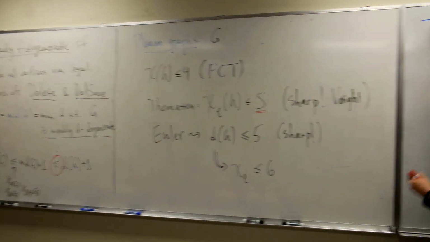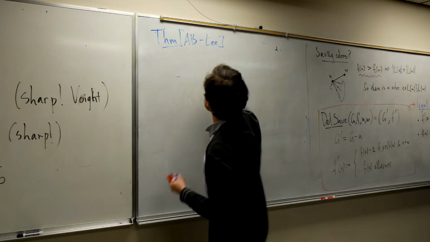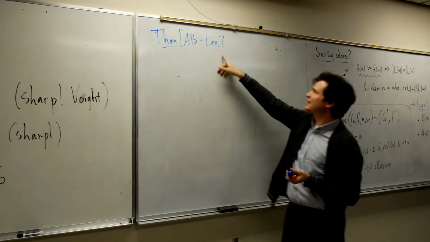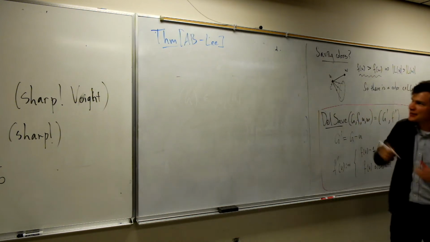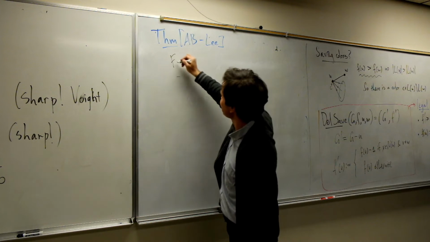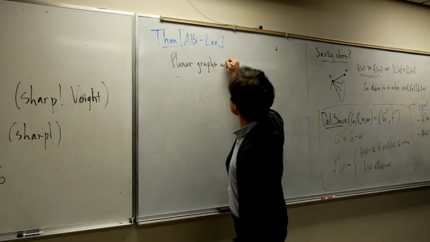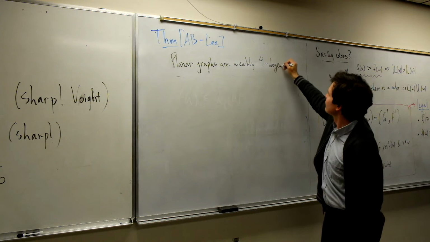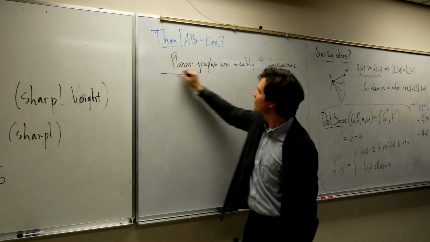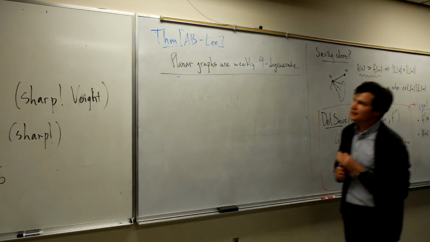So, theorem A. I'm writing this, but every theorem about weak degeneracy I'm going to state is due to us, because we introduced the notion. So for planar graphs: planar graphs are weakly 4-degenerate. Okay. So how do you prove this?